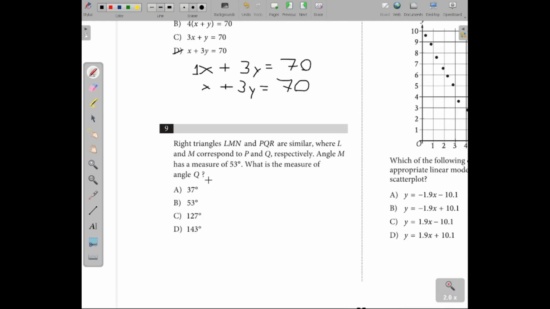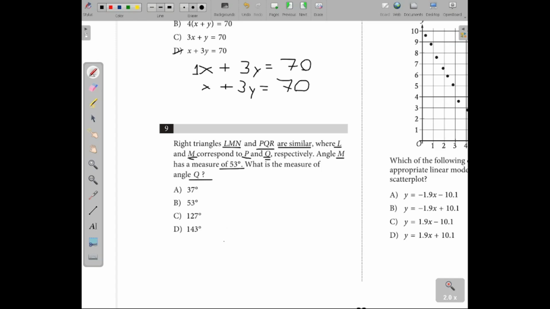And last, for number 9, we have right triangles LMN and PQR that are similar, where L and M correspond to P and Q. That means that L corresponds to P and M corresponds to Q, respectively. Angle M has a measure of 53 degrees. What is the measure of angle Q?